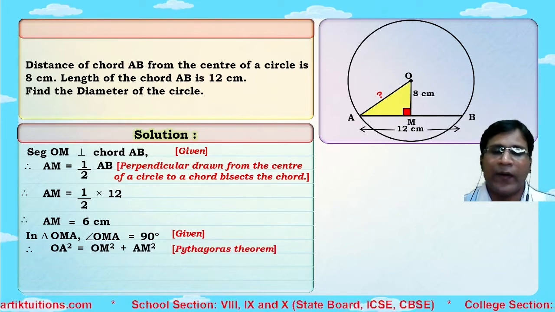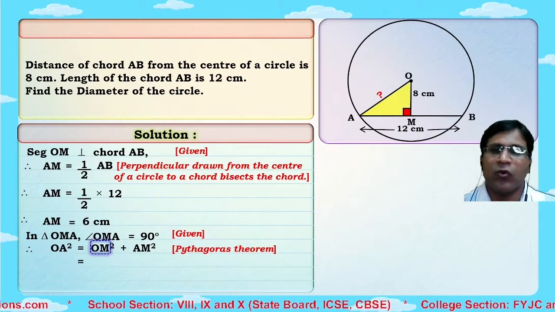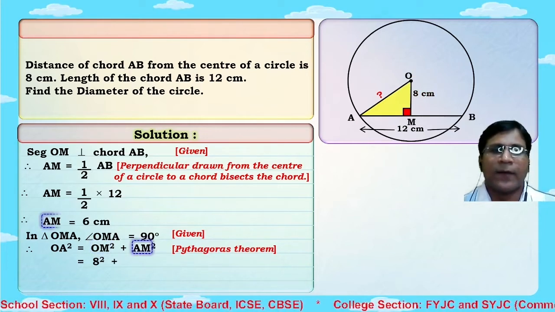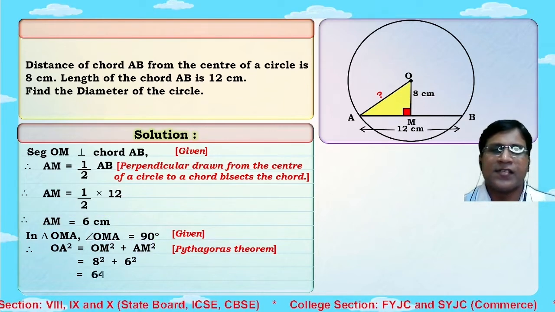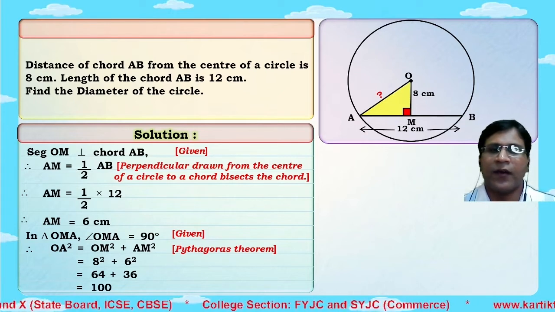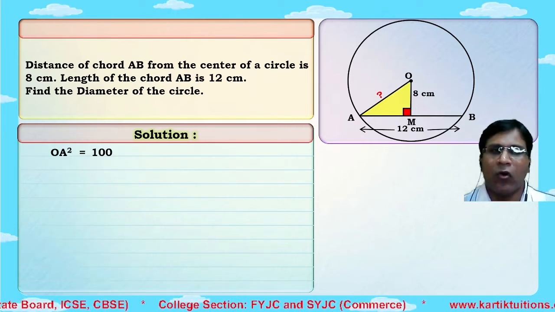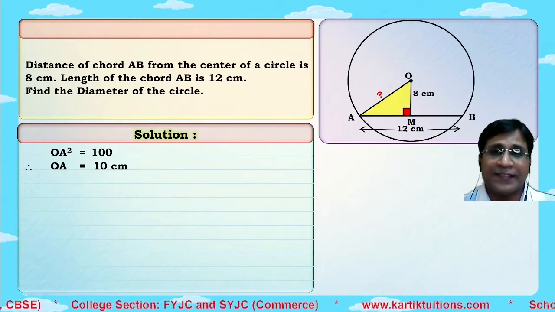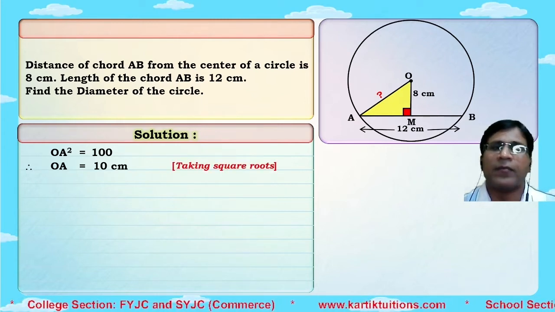Now OA we have to find. So OA square is equal to, now OM is 8, so it is 8 square plus 6 square. What is 8 square? 64. And 6 square? 36. So 64 plus 36 will give us 100. So in other words, our OA will become root of 100. Now square root of 100 is 10. So our OA has become 10 centimeter.